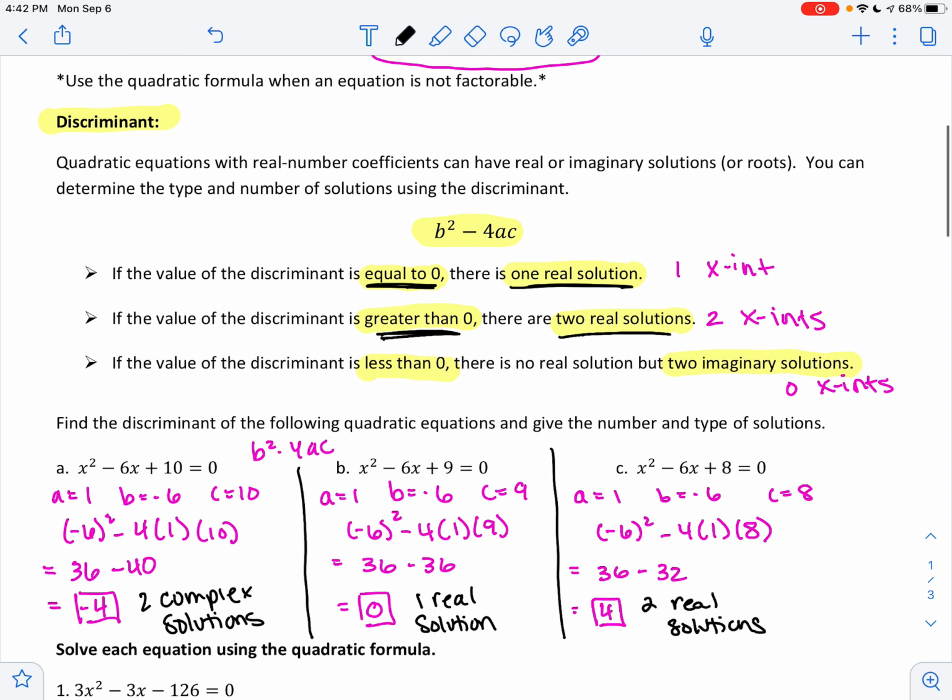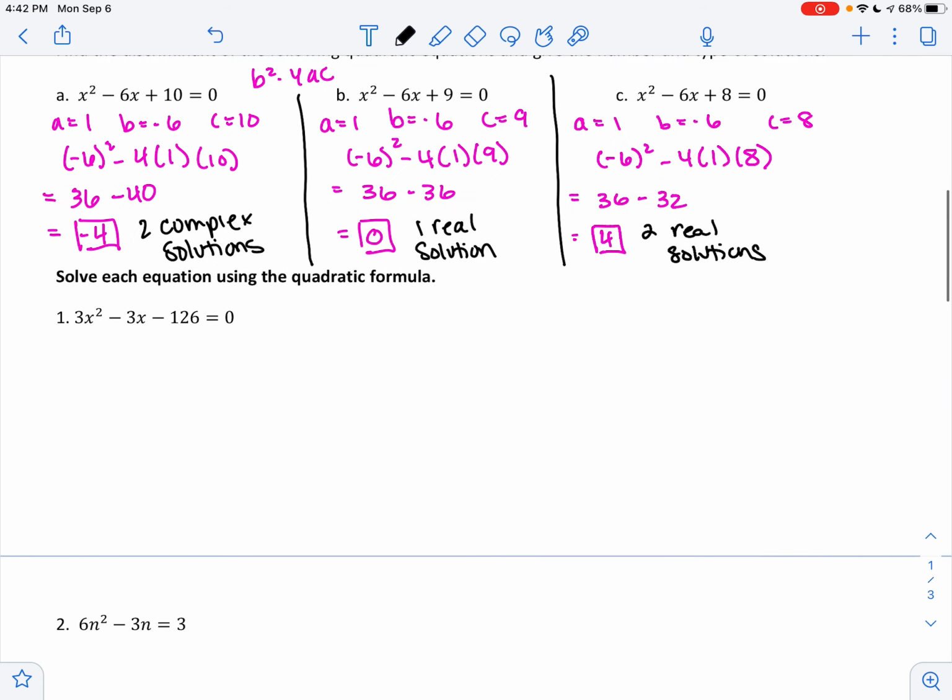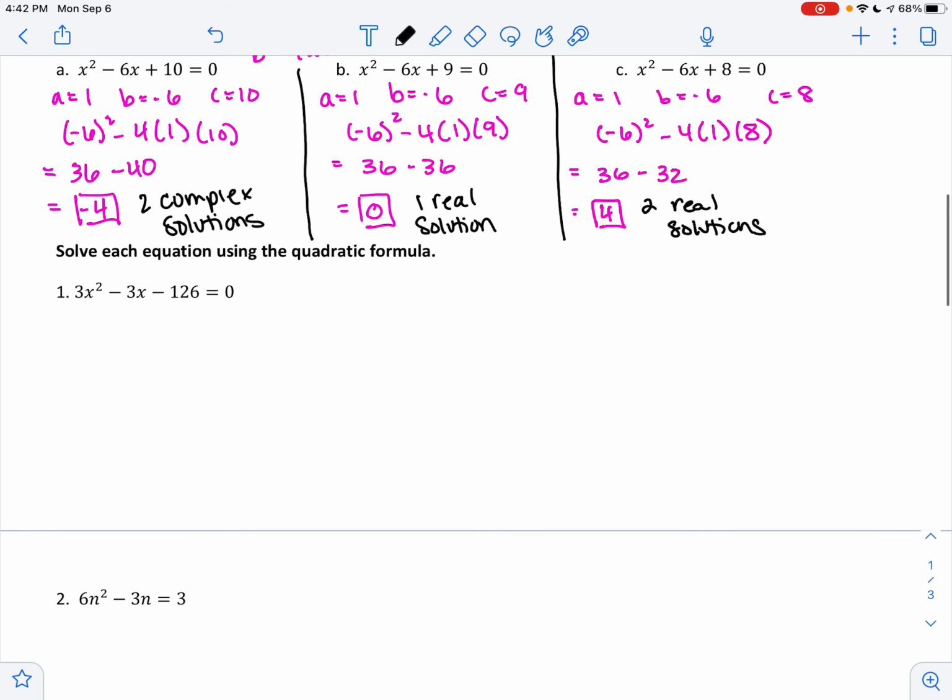Let's try solving these equations using the quadratic formula. So on example 1, remember that your quadratic formula is x equals negative b plus or minus the square root of b squared minus 4ac all over 2a. The first thing you want to check for is you want to make sure that your equation is written in standard form, and it is. Don't worry about factoring out a greatest common factor. We are not solving by factoring. We're solving by using the quadratic formula.